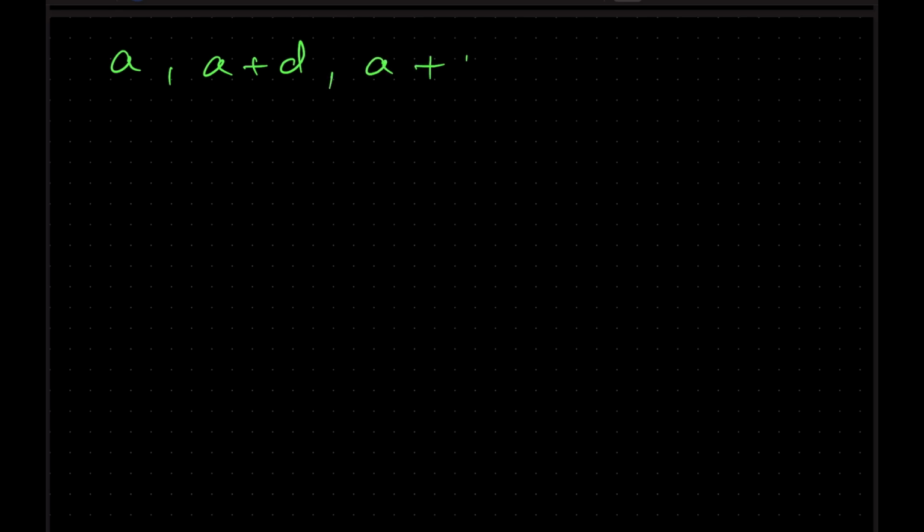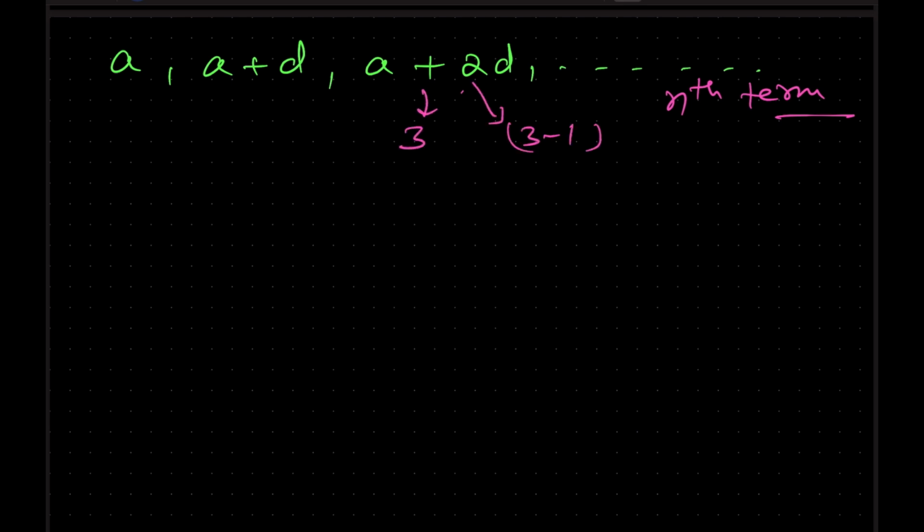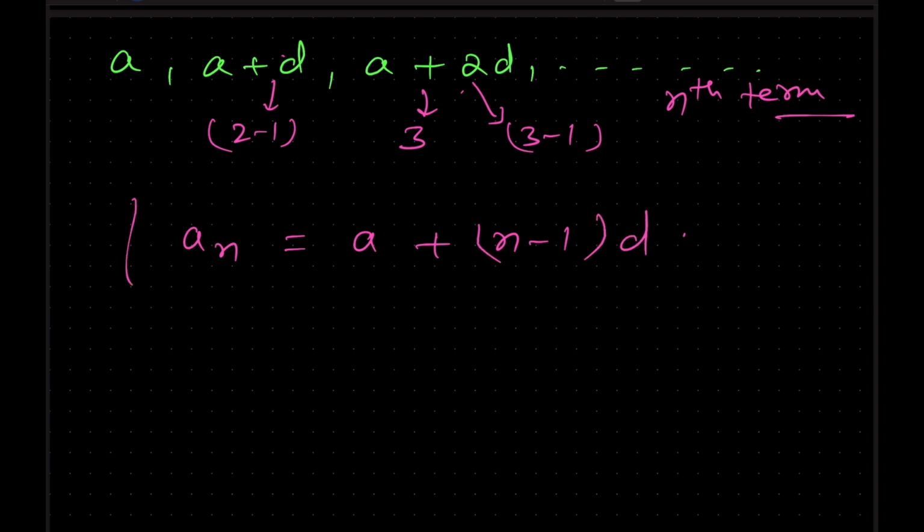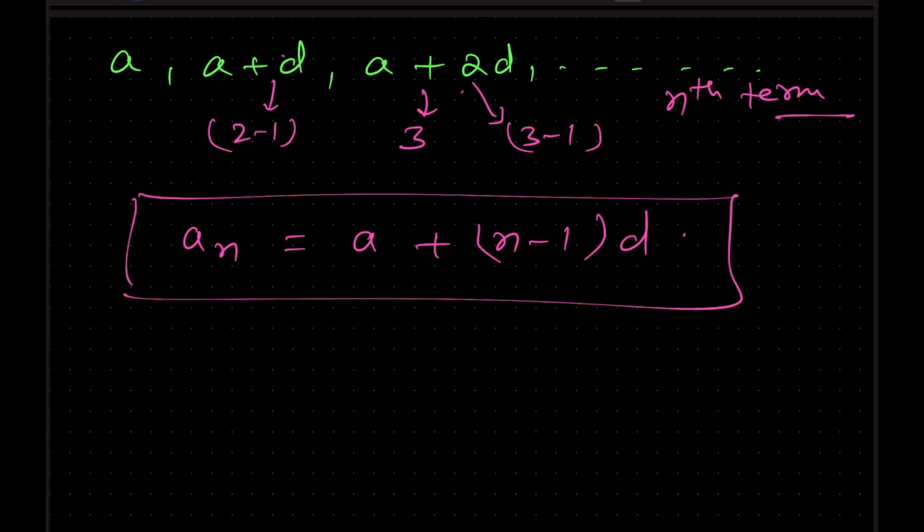Third term is A plus 2D and so on. So how will we find the nth term? You can see that the third term has 2, which can be written as 3 minus 1. Similarly, this is the second term, and here you can see 2 minus 1. So similarly, for the nth term, A plus n minus 1 times D will be the nth term. You can put in values and check.